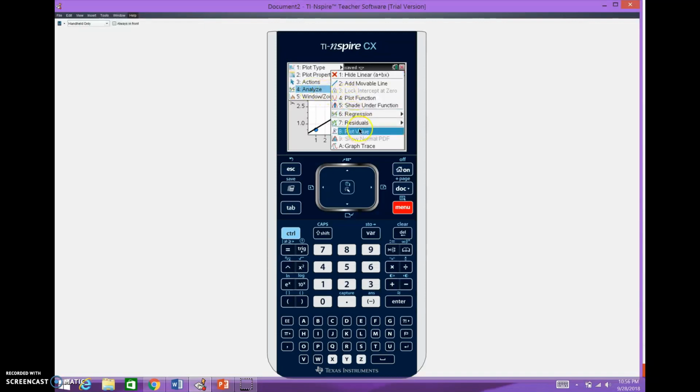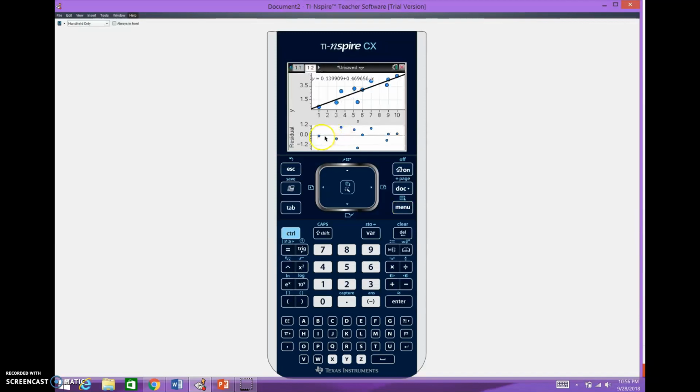So we'll go Analyze, Residuals, Show Residual Plot, and we'll get that down here below. So here's the original scatter plot, just kind of squished. Here's the residual plot, and if I look at that, there really doesn't seem to be any kind of pattern in the residuals, so it kind of confirms our suspicions that a line does fit this data well.